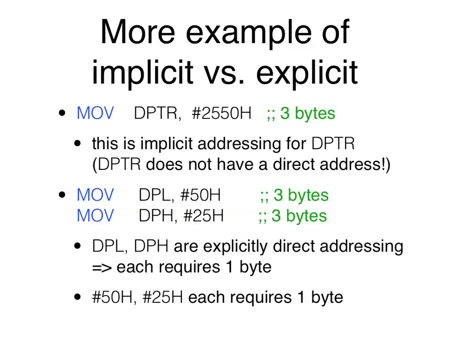But parts of it can be addressed explicitly. So you can break it into DPL and DPH. DPL is the lower byte of DPTR. DPH is the higher byte of DPTR. And I think they occupy 82 and 83 hex of SFR addresses. But DPTR itself does not have an SFR address.